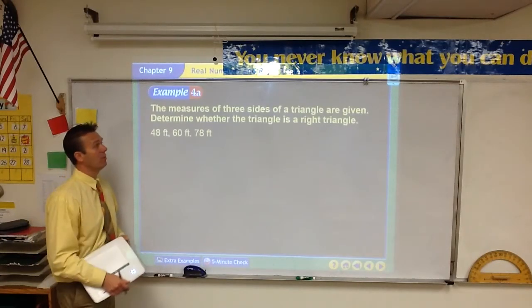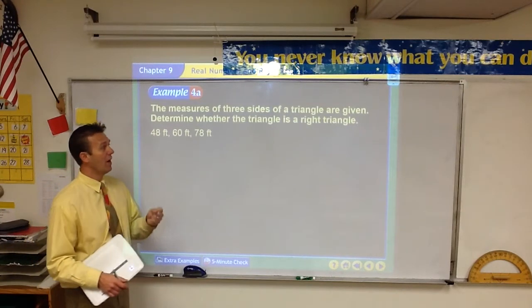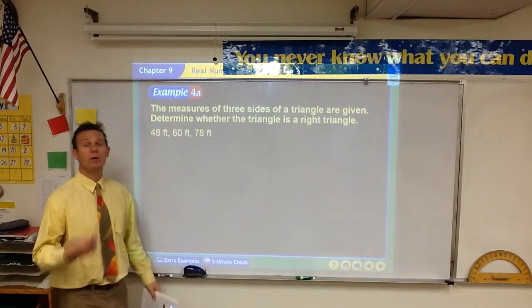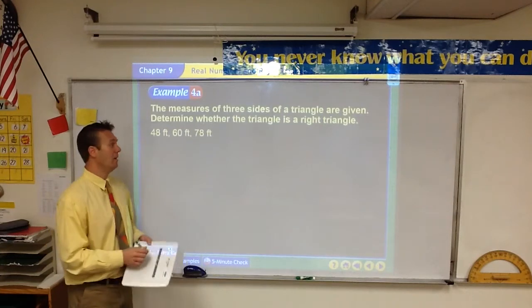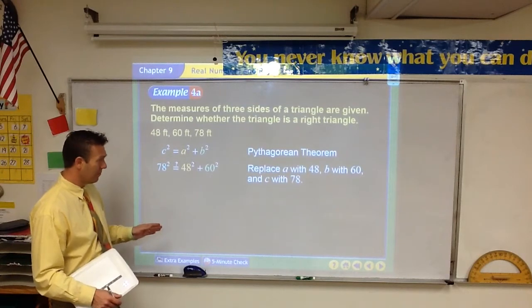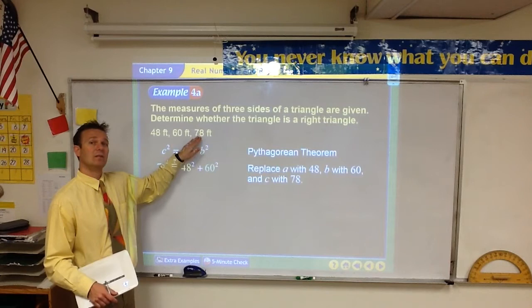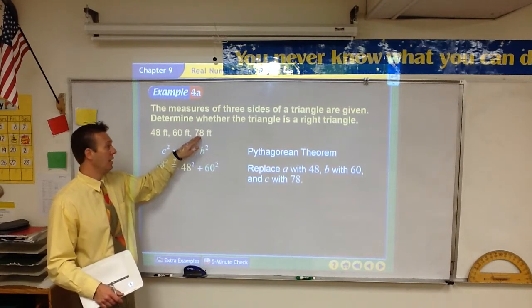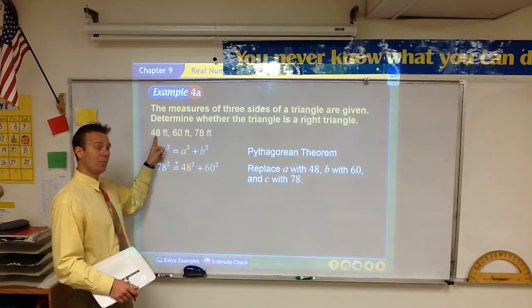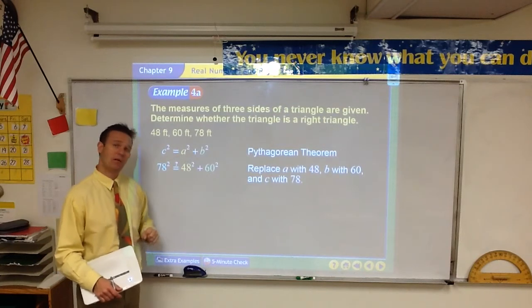All right, the measurements of 3 sides of a triangle are now given, and you have to determine whether the triangle is a right triangle or not. How do I do that? Well, what you use is Pythagorean's theorem. And one thing you're going to learn is that in Pythagorean's theorem, the C is always the largest side. It doesn't matter which is your A or your B, but your C is always going to be the longest one when you put it into Pythagorean's theorem.